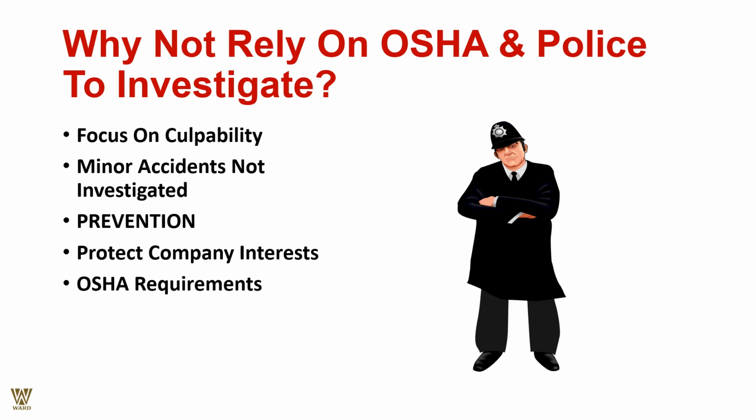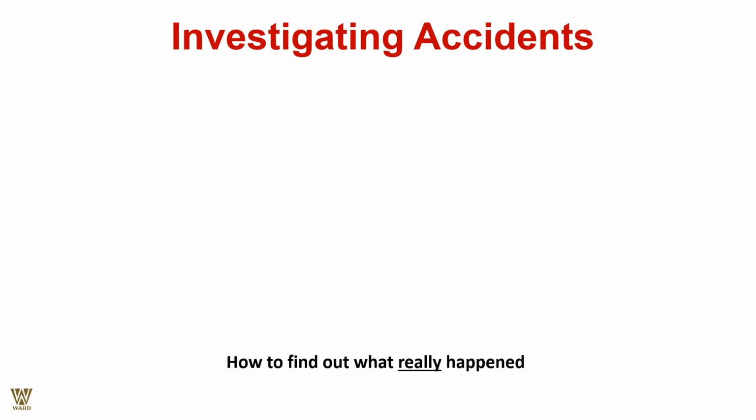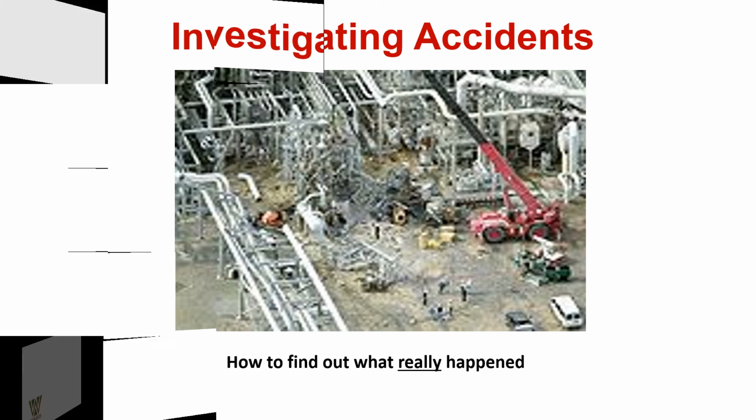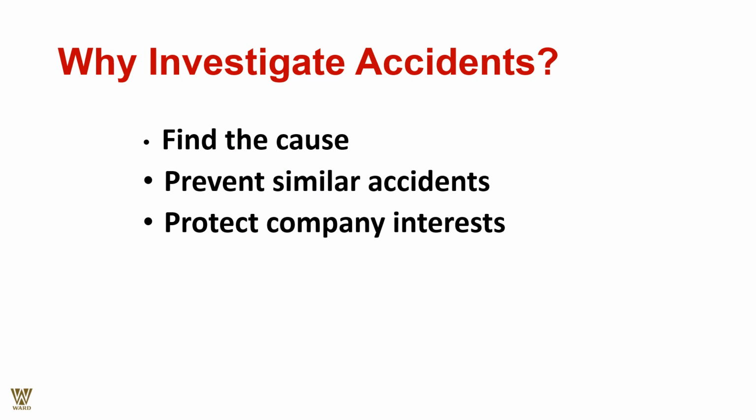OSHA's requirement: we need to understand what the parameters for an accident are. If OSHA says at least three people have to be hospitalized, and in case this accident involved only one person being hospitalized, does it mean that you should not be reporting it? You need to understand that. So we have to investigate as to what actually happened. You look at the photographs, the crane, the system, it is so complex. So how do you find what really happened? Find the cause, prevent similar accidents.